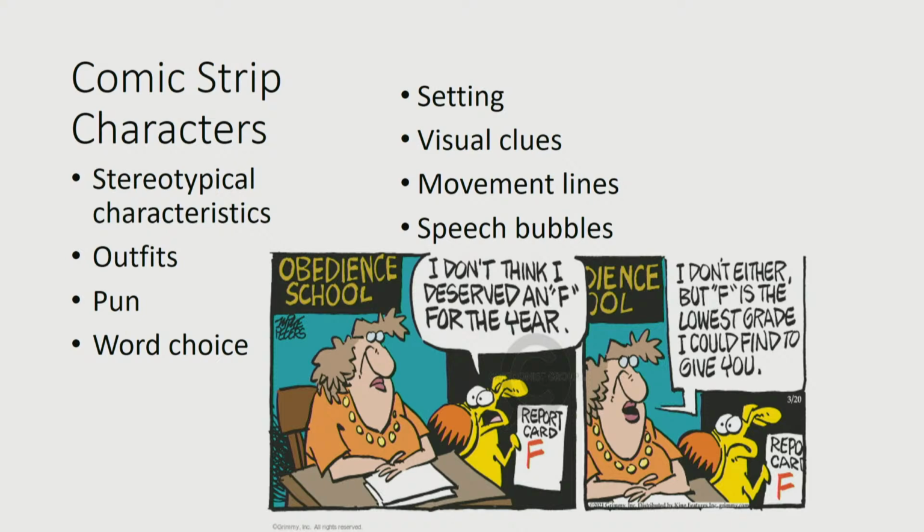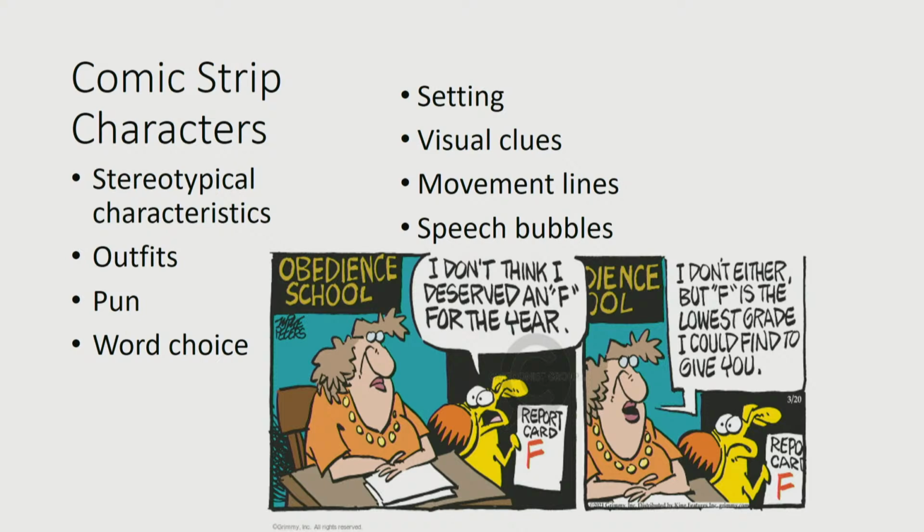He says, "I don't think I deserved an F for the year." And there he has the visual clue that shows his report card is an F. And punctuation, look at the inverted commas for "F" to emphasize it. And then she responds in frame 2, "I don't either, but F is the lowest grade I could find to give you." And look at his facial expressions now.